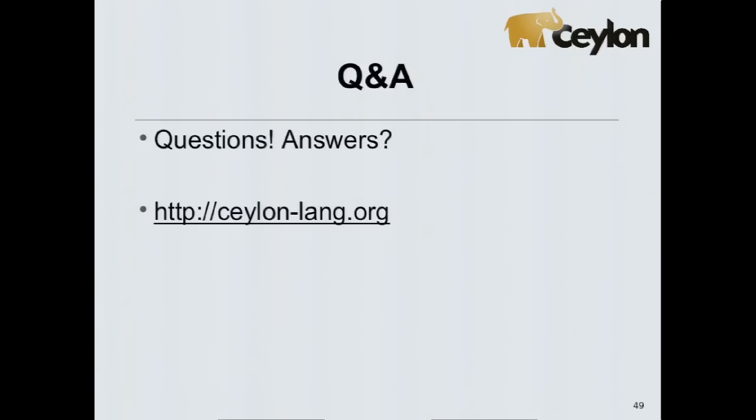Yes? Regarding that ability, do you have the ability to distinguish between a non-null array of string and an array of non-null string? So the question is, can we make the distinction between an array of non-null strings and an array of nullable strings, optional strings?